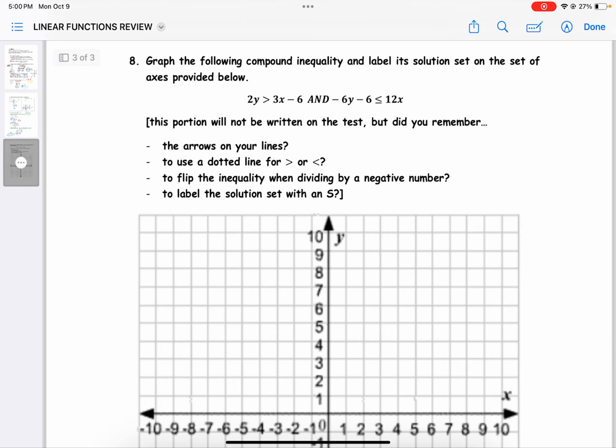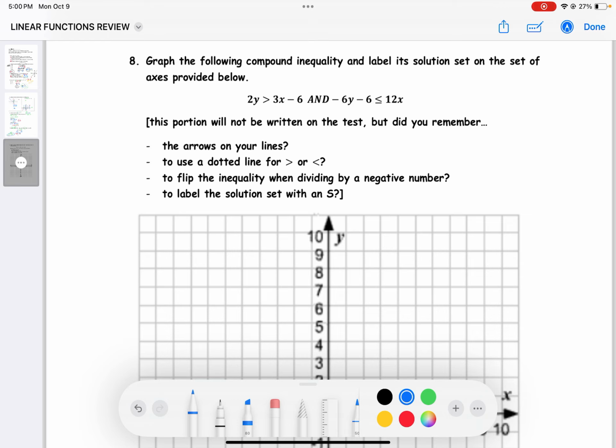Number 8, we are graphing a compound inequality. We are going to take this one step at a time, which means we'll start by graphing this one, and then we'll move on and graph this other one, and I'll put them in their own respective colors. For both of them, I have to take extra measures to isolate my variable, right? Because when you put this in your graphing calculator, it's not going to allow you to put it in if y is not by itself.